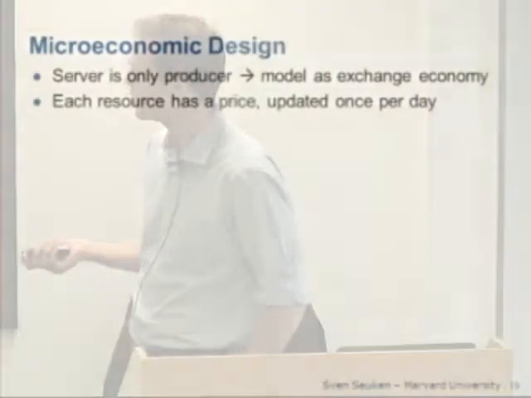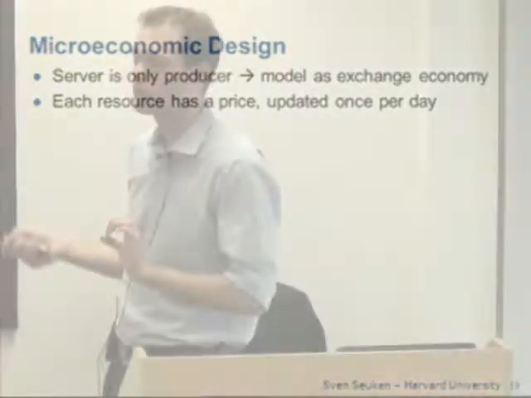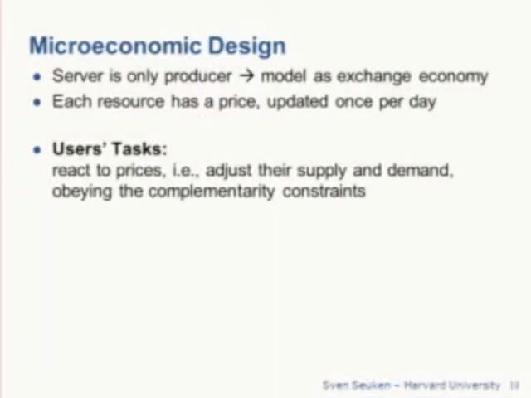And so this allows us to model this market as an exchange economy, which makes a lot of things much easier for us. And now we can define one price for each of the input resources that we're using in this exchange economy. And we will assume that the prices are updated once a day by the server. And the user's task will be to react to these price changes, which will mean to adjust their supply and demand in this market, obeying these complementarity constraints that I mentioned a second ago.